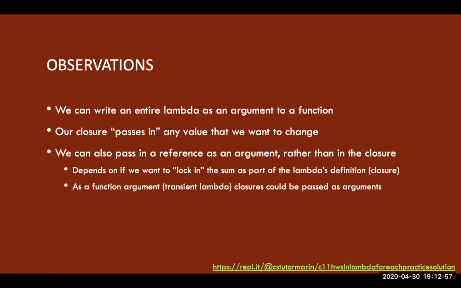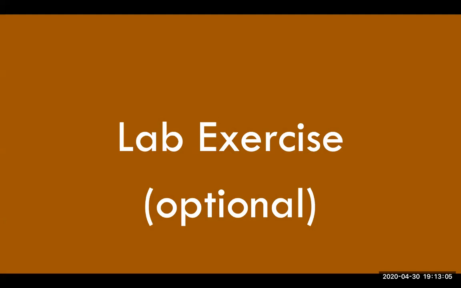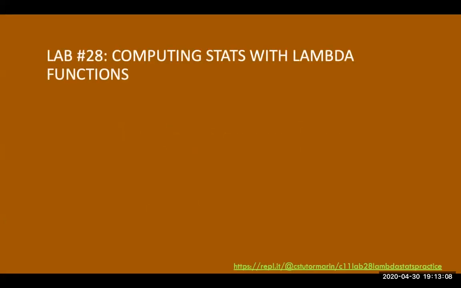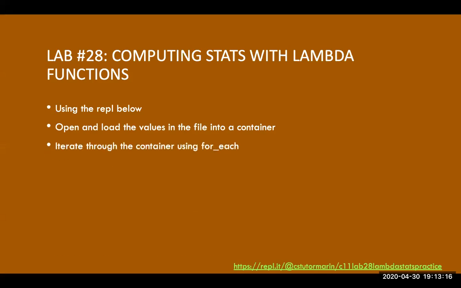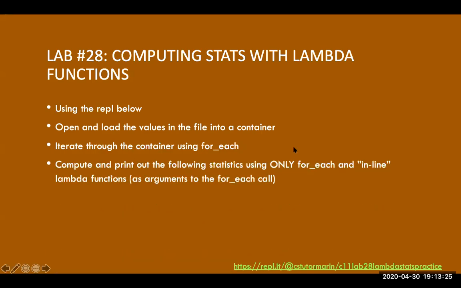And we talked about that closure thing. I think everybody's sort of got that. So I'll leave you with this one thought and then get you out of here. An interesting exercise to do, if you chose to do it, and I will stay around if anybody has any questions on this or any of the homework at any time, is to open and load the data values associated with this link here, and then iterate through the container using for each, and compute and print out the following statistics using only the for each and an inline lambda, right? So no named lambdas, just write them once off as you do each statistic.